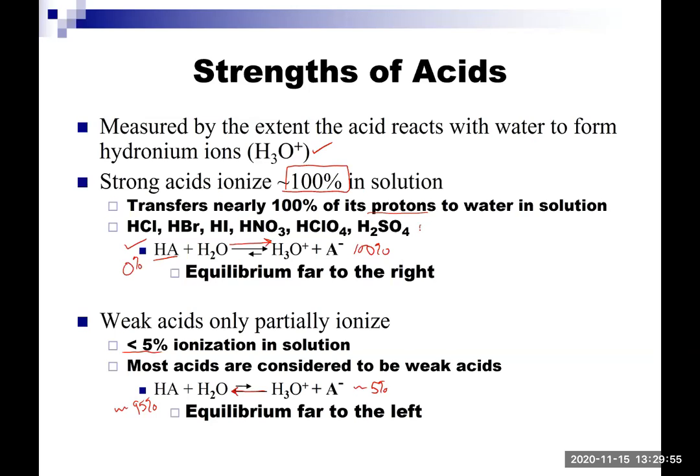Again, you need to memorize these acids. So put them on flashcards. We have hydrochloric acid, hydrobromic acid, hydroiodic acid, nitric acid, perchloric acid, and sulfuric acid. Those 6 commit to memory, and then everything else that you see that's acidic will be a weak acid.